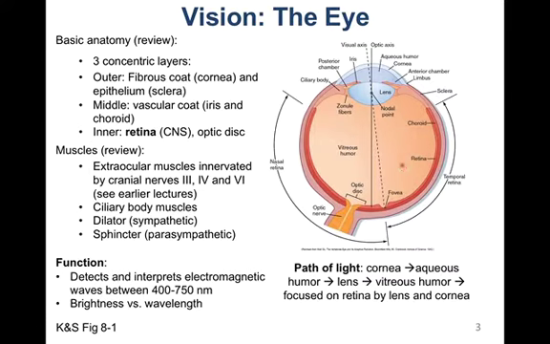So I'm circling the retina here. And the cells that I mentioned a couple of minutes ago, the rods, the cones, the bipolar cells, the retinal ganglion cells, are all found within the retina.